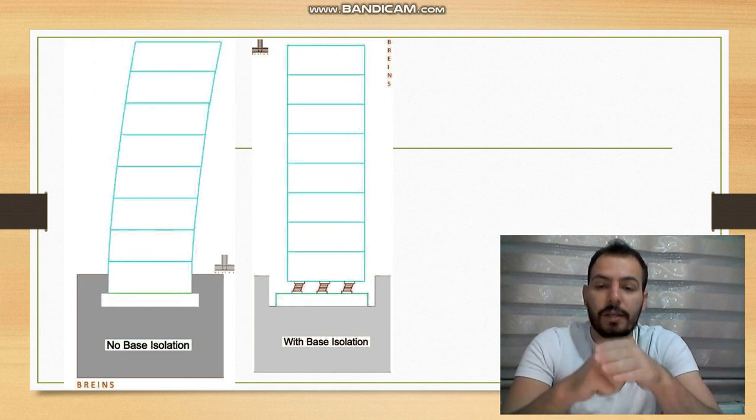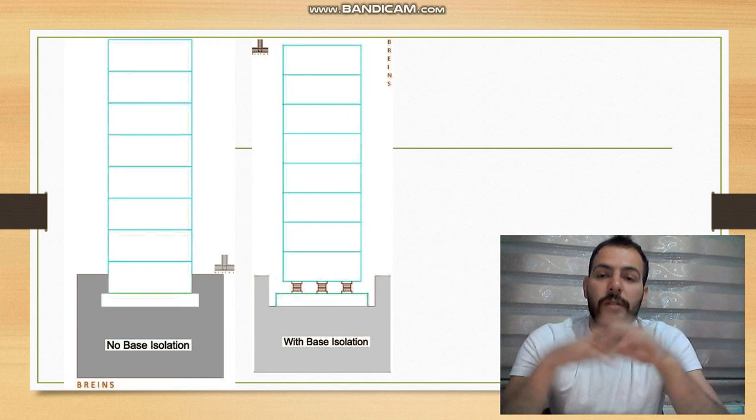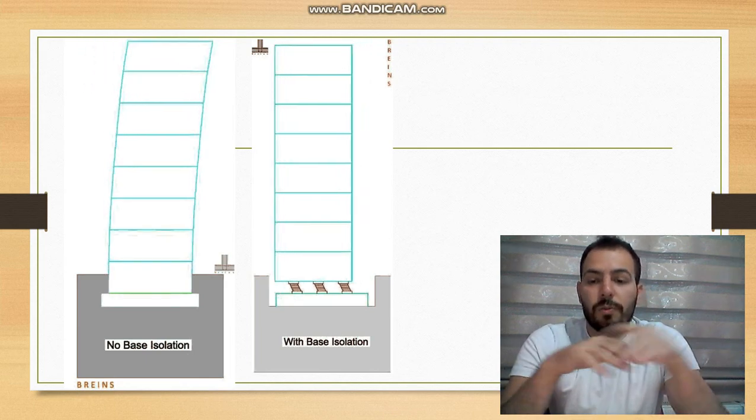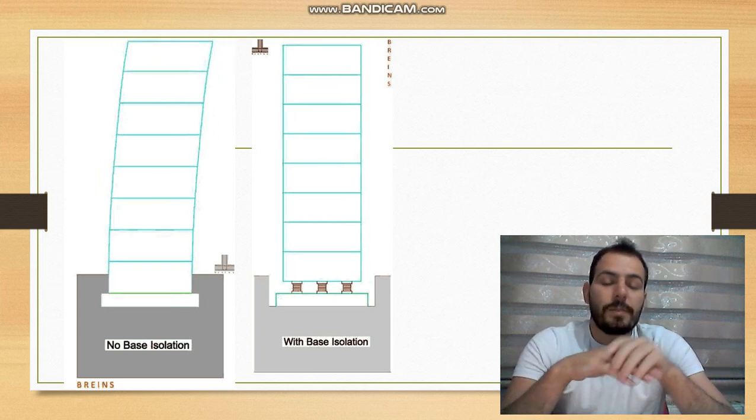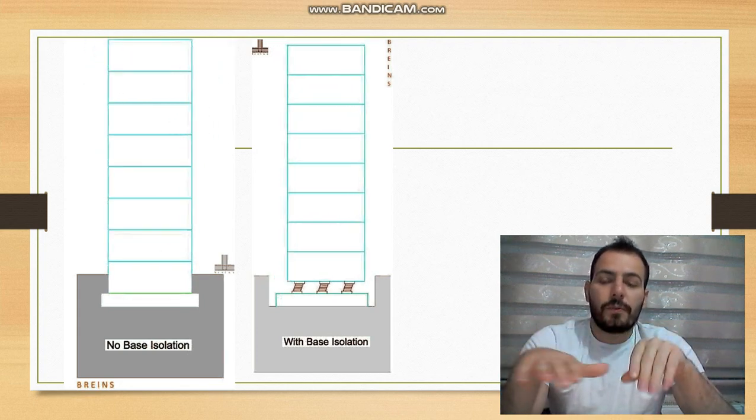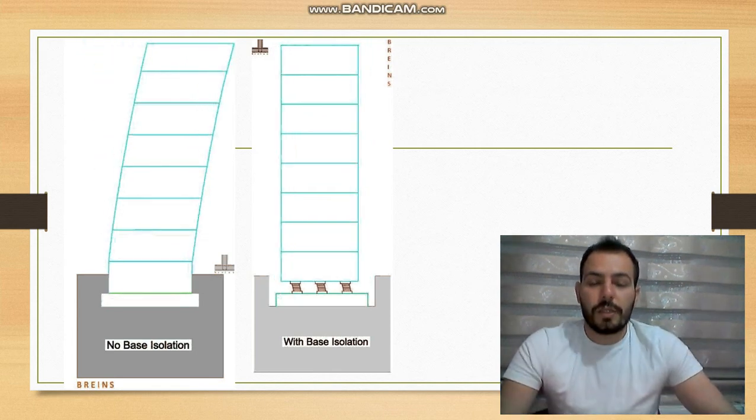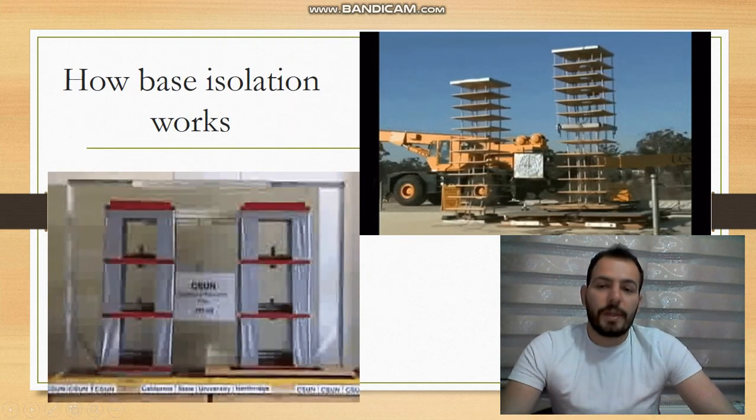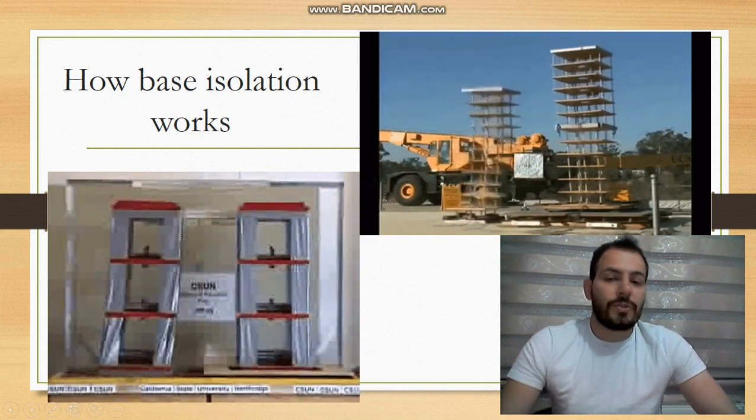As you can see in the animation, the structure on the left has no base isolation, and the one on the right has base isolation. The first one makes a lot of displacement, but the other one can't. So we can understand how it occurs and how it works in our buildings or structures.